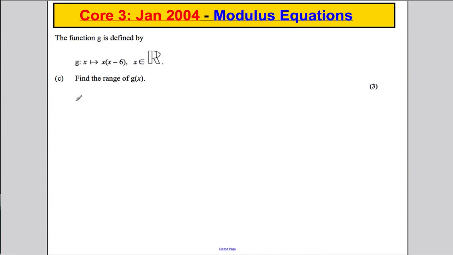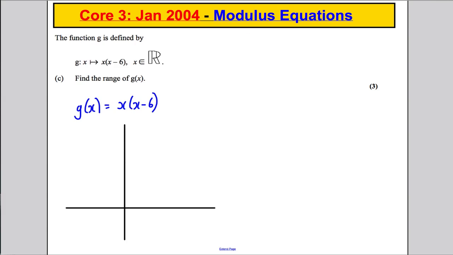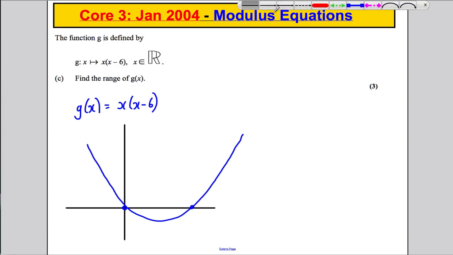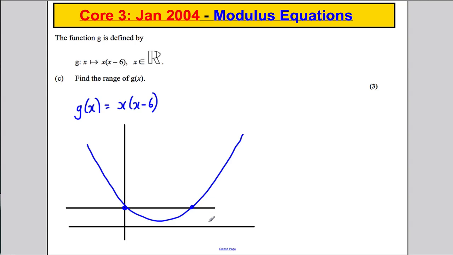And then it says a function g of x is defined as follows. g of x is equal to x times x subtract 6, and it says find the range of g of x. Well, all we have to do for that is draw the thing. It's obviously a quadratic if you expand it out. It has roots at 0 and 6, and it's a positive quadratic, so it looks something like this here. The range of it is all values bigger than that point there.